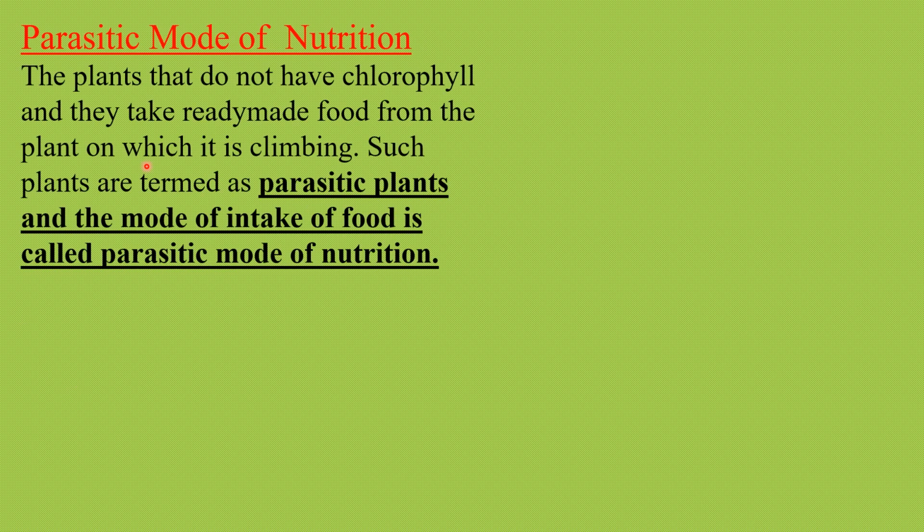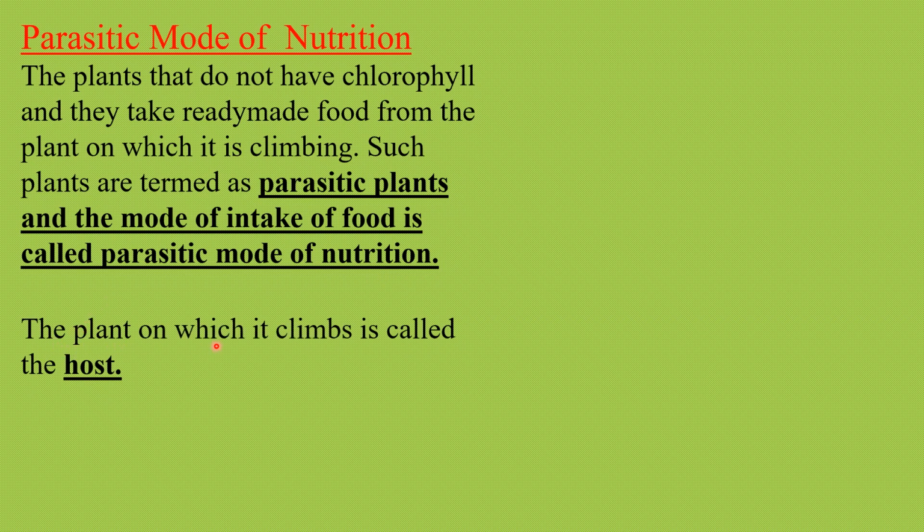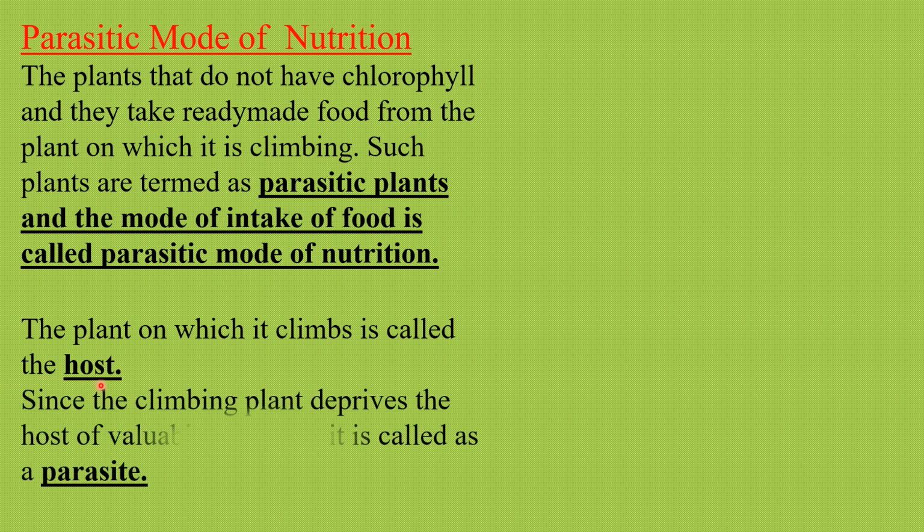The first type of heterotrophic mode of nutrition is the parasitic mode of nutrition. The plants that do not have chlorophyll and take ready-made food from the plant on which they are climbing are termed parasitic plants, and the mode of intake of food is called parasitic mode of nutrition. The plant on which the parasitic plant is climbing is called the host plant. Since the climbing plant deprives the host of valuable nutrients, it is called a parasite.